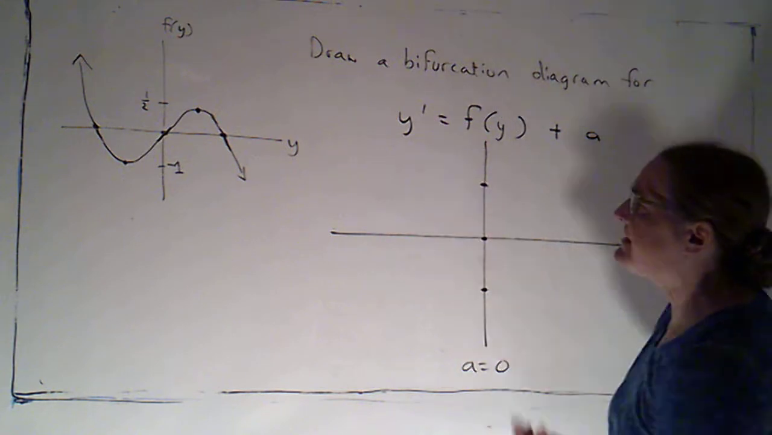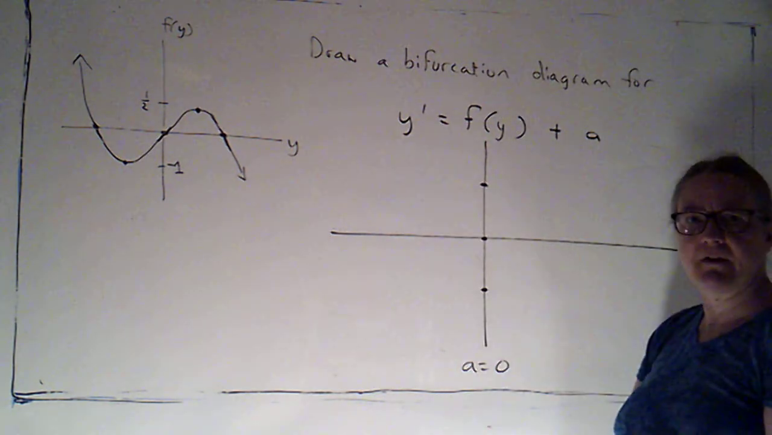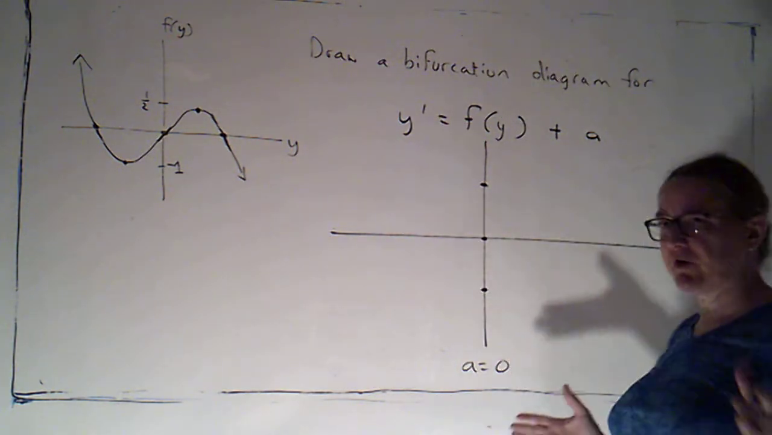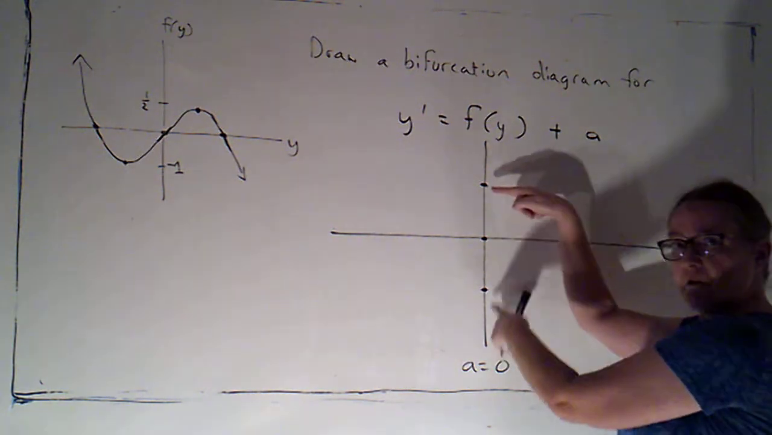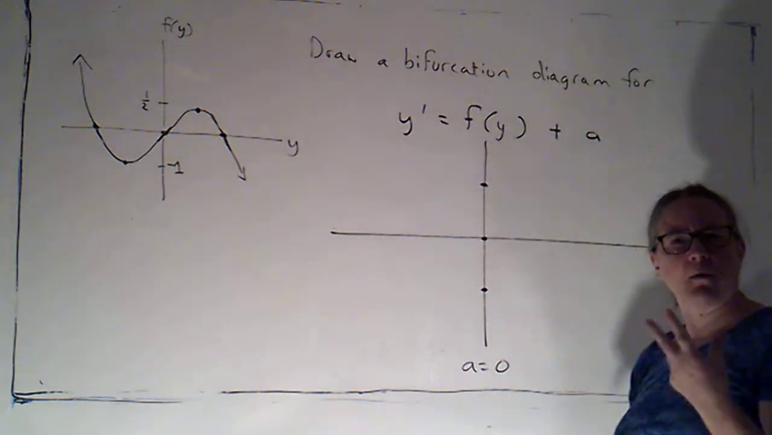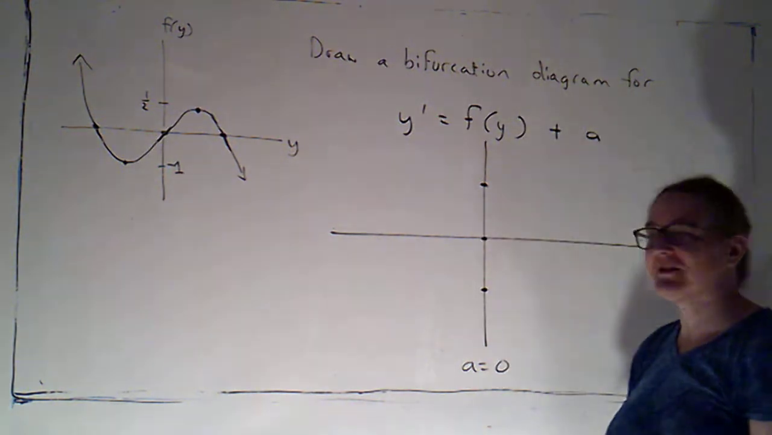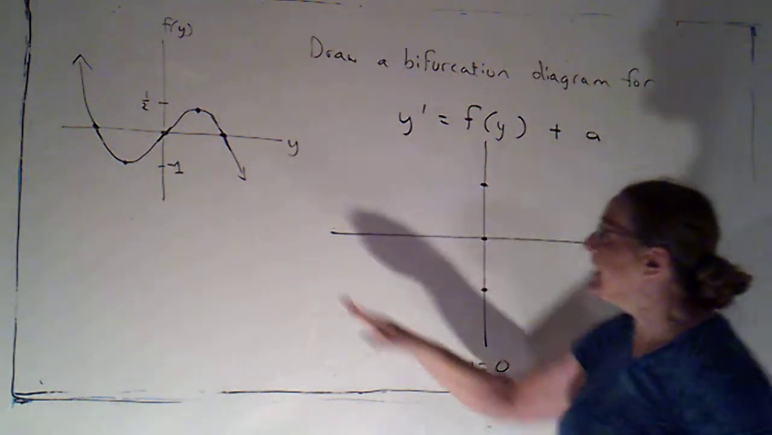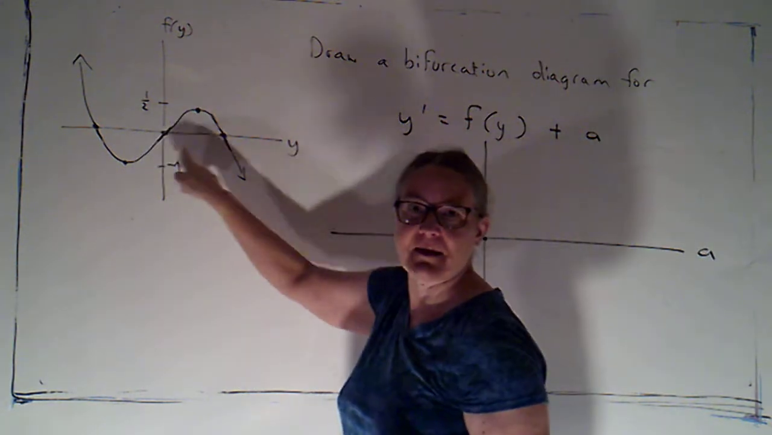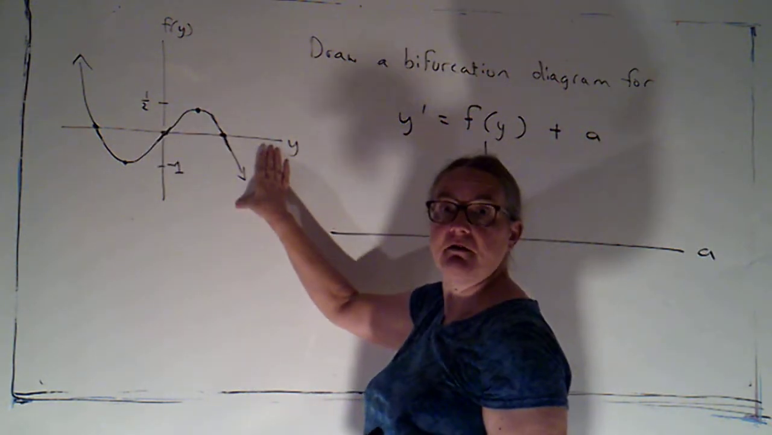I don't have exact numbers here to mark off. Sometimes I've got a formula so I can get the exact values. Make sure you read the directions about whether I want you to just list general points or give what they are exactly. Here we don't have the option of listing them exactly because I don't have a formula for f of y.